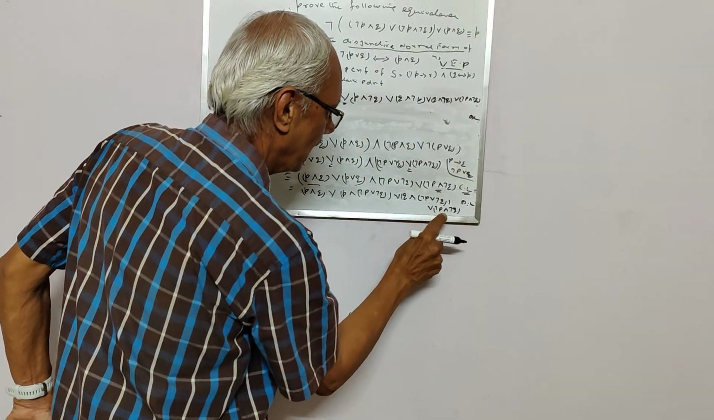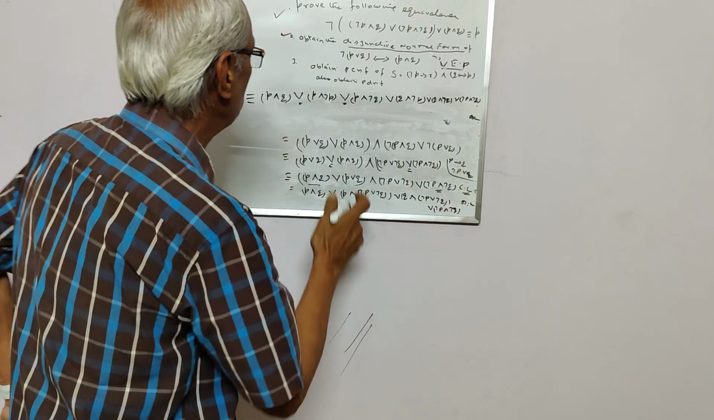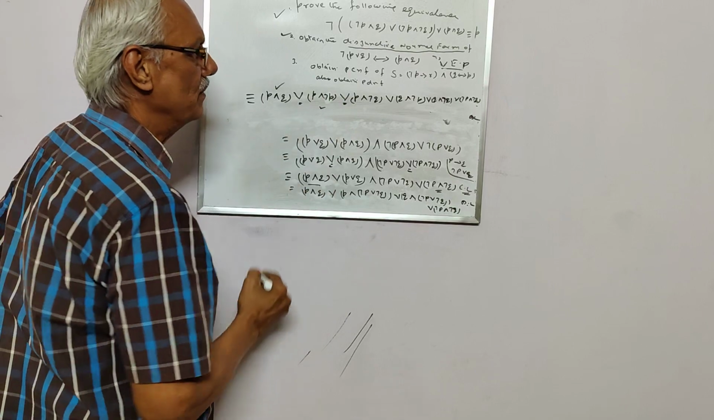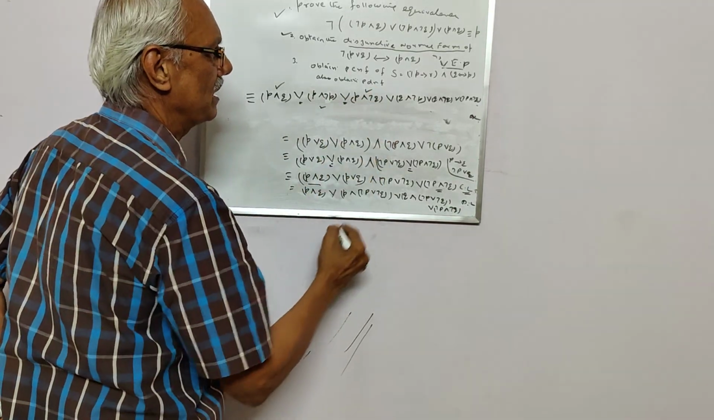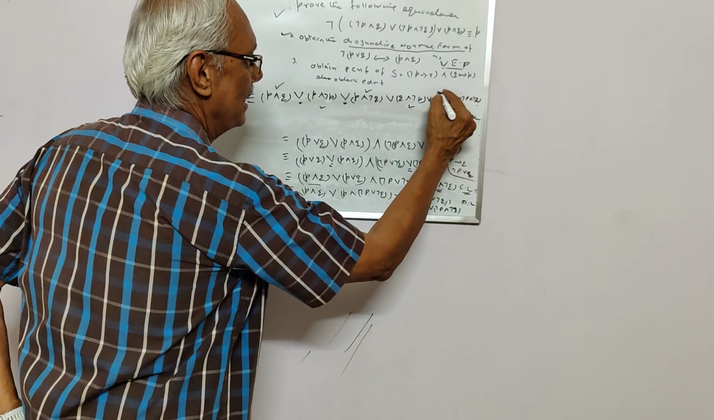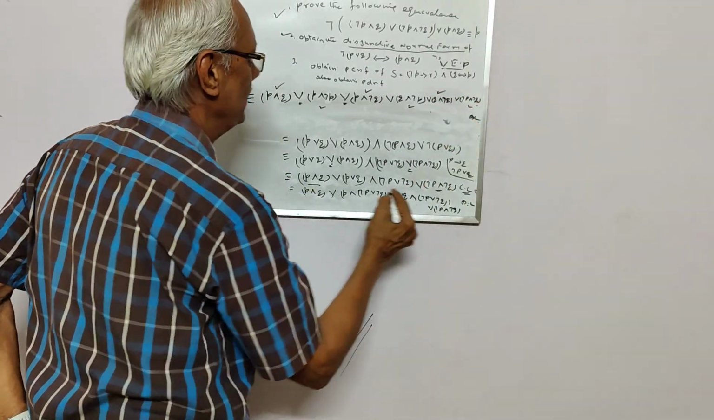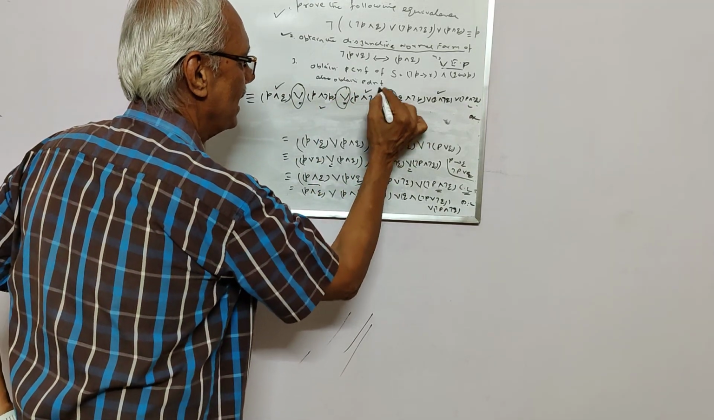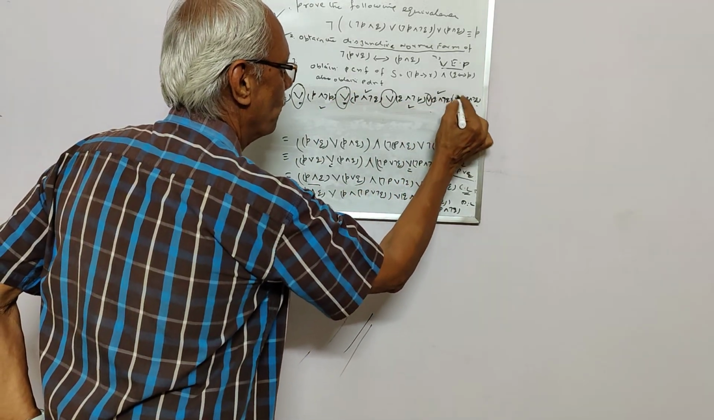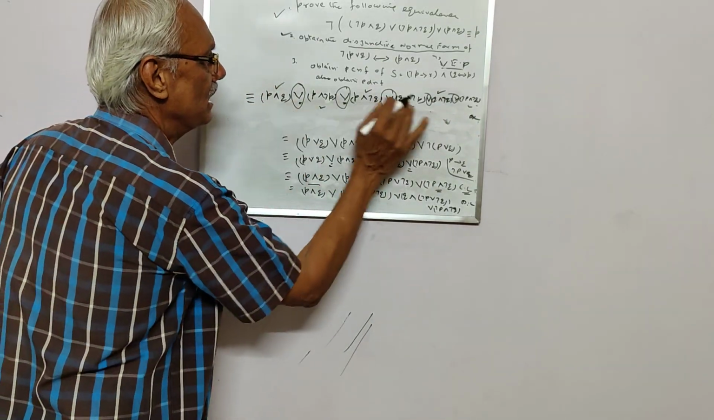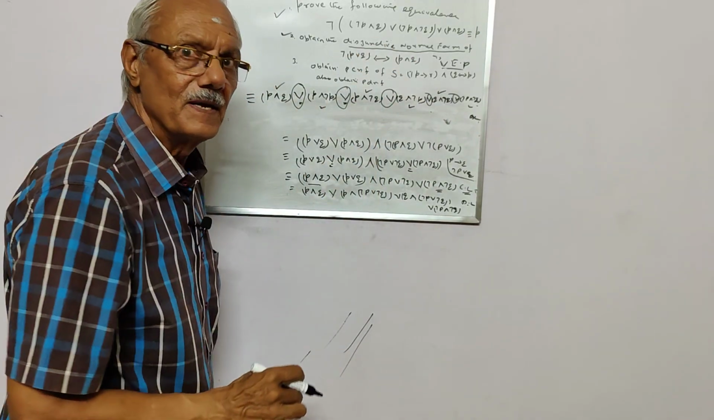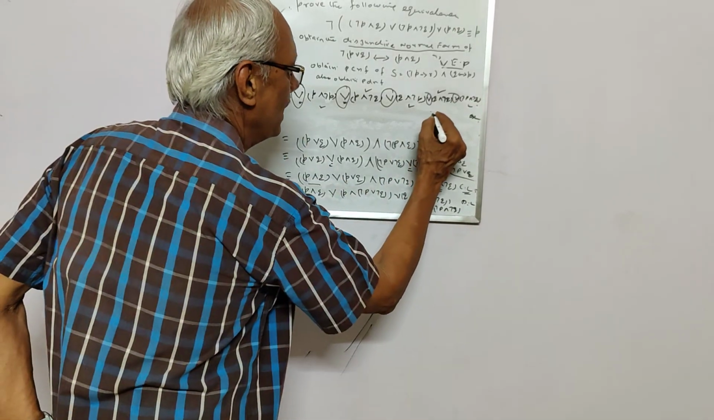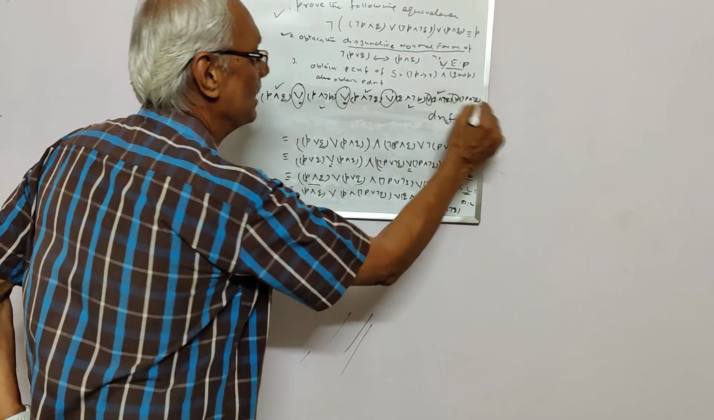Then the last term is negation P conjunction. Now you see that this is an elementary product. This is an elementary product. This is an elementary product. This is also an elementary product. They are connected by this, what, disjunction. So you see that they are connected by this disjunction. Therefore, this is the equivalent of this expressed in disjunctive normal form. So this is your DNF, disjunctive normal form.